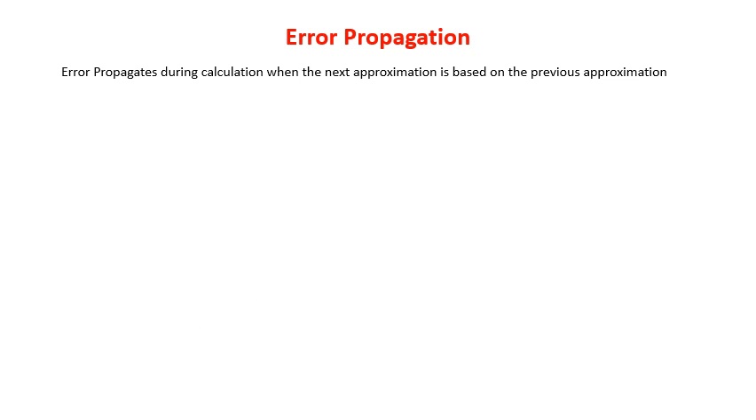So let us see about error propagation. Error propagation during the calculation appears when the next approximation is based on the previous approximation. This is most important. Whenever the next approximation is based on the previous approximation, naturally the error will get propagated.